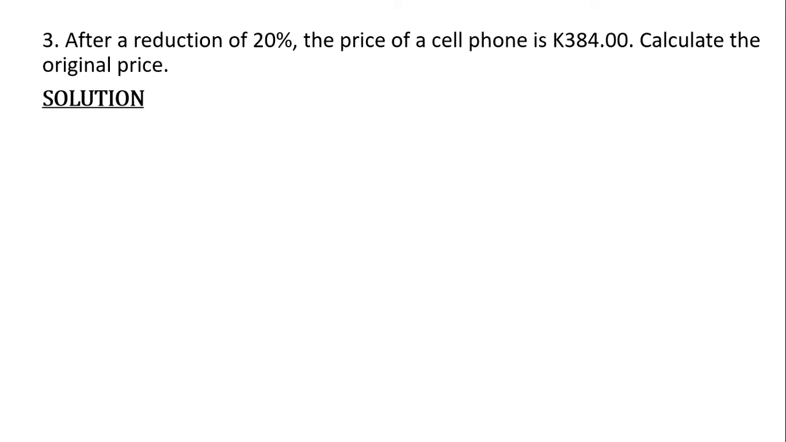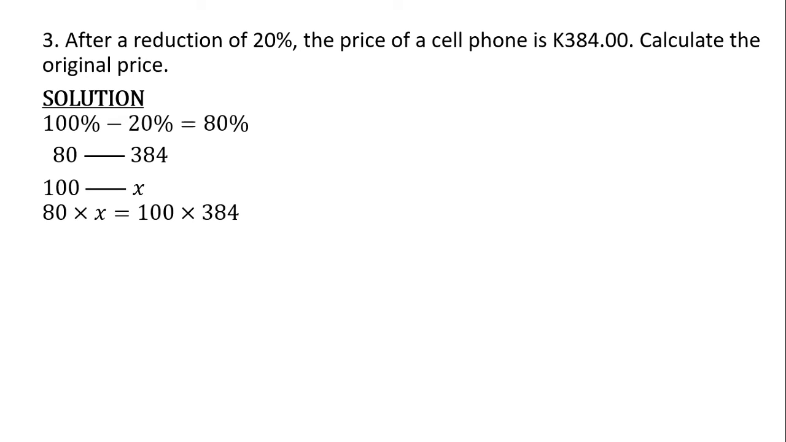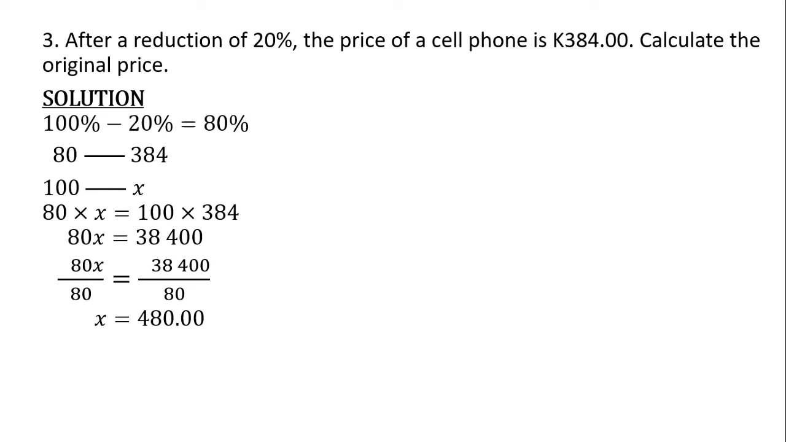We go to question 3. After a reduction of 20%, the price of a cell phone is 384 kwacha. Calculate the original price. Since there was a reduction, we subtract 100% minus 20%, which gives us 80%. The 80% represents the 384 and the 100% we don't know. We cross multiply: 80 times x equals 100 times 384. 80x equals 38,400. We divide both sides by 80, and x is equal to 480.